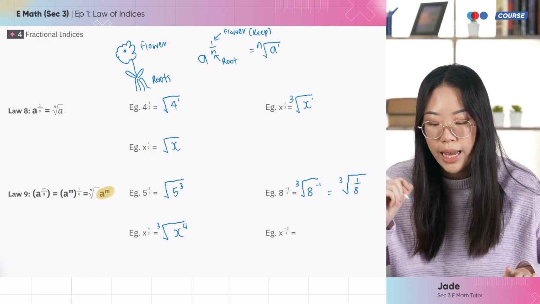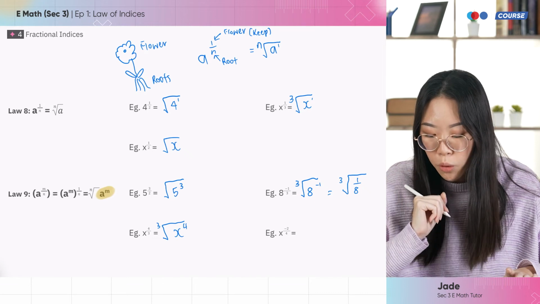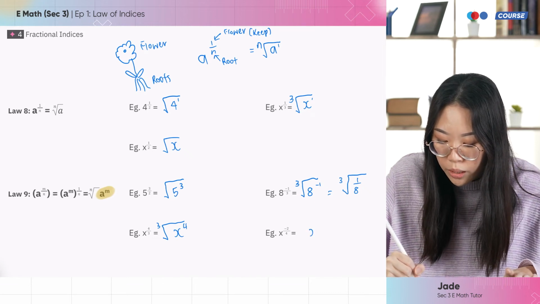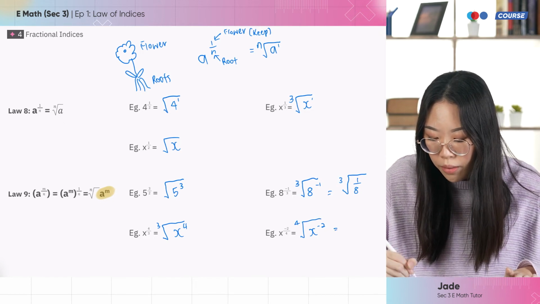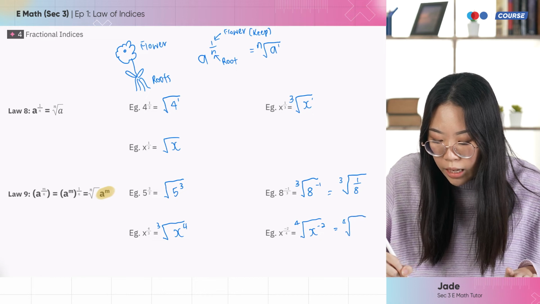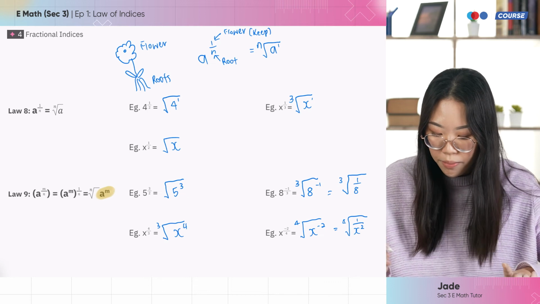And lastly, for x to the power of negative 2 over 4, we want to keep the numerator, and we get the 4th root. To get rid of the negative sign, we will flip the x over. So we get x squared.